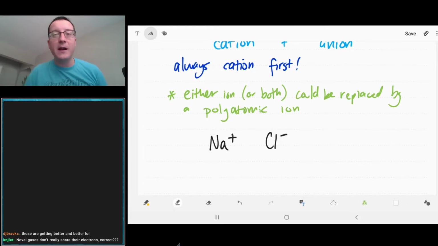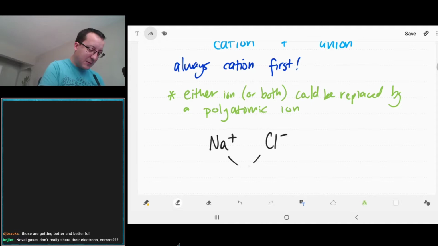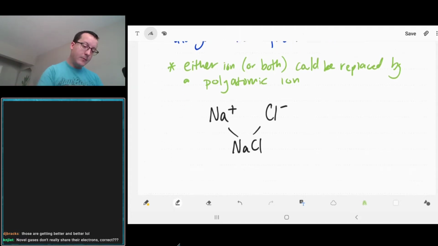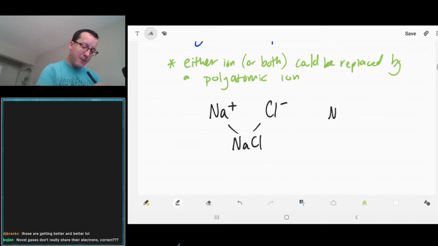If we think how many of each we need to balance things out, we only need one of each, right? We know that this will come together to form this compound. We have one sodium, one chlorine in there. They are equally in the same ratio. All right.